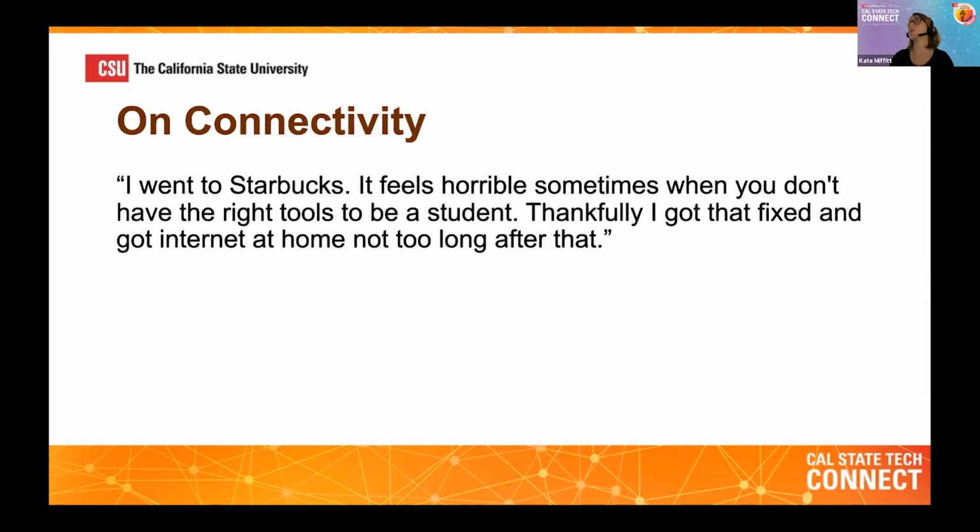Finally, there were some open fields where students could leave comments, and this was one that was striking to me. A student said, "I went to Starbucks. It feels horrible sometimes when you don't have the right tools to be a student. Thankfully, I got that fixed and got internet at home not too long after that."